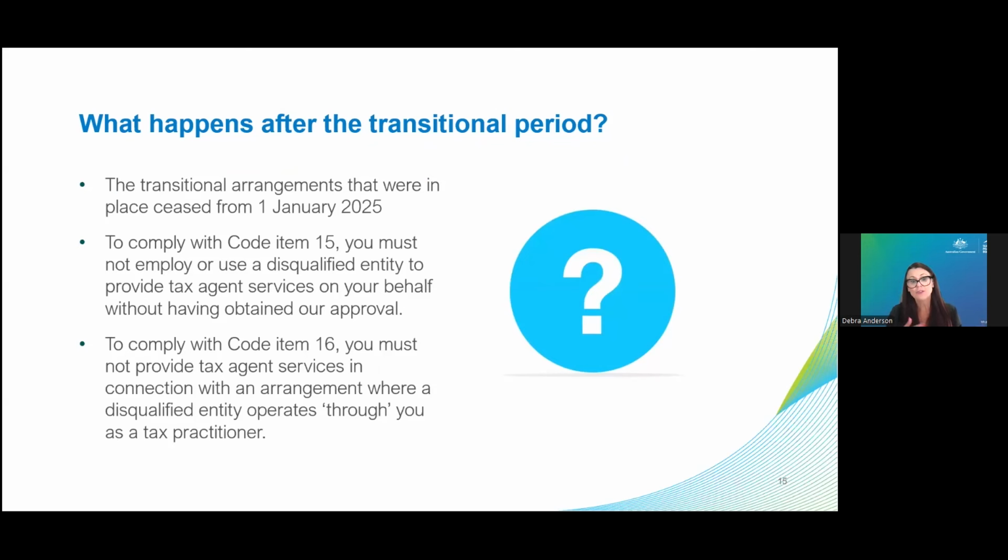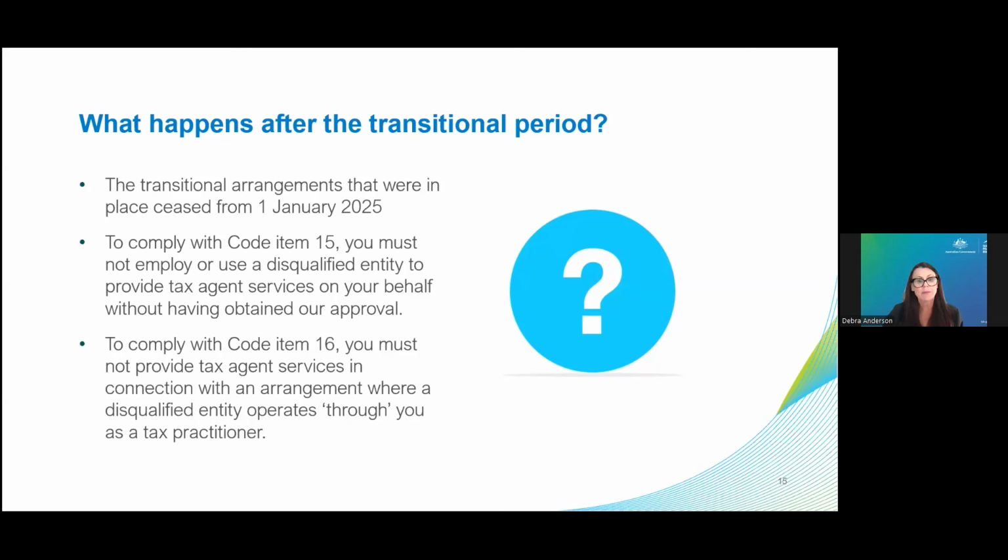Well, the transitional period applied between the 1st of January 2024 and the 31st of December last year, 2024. And that was to allow tax practitioners a reasonable time to understand what disqualified entities and the new requirements of Code 15 and 16 were, and also to apply to the TPB for permission. So those transitional arrangements ceased from the 1st of January 2025.